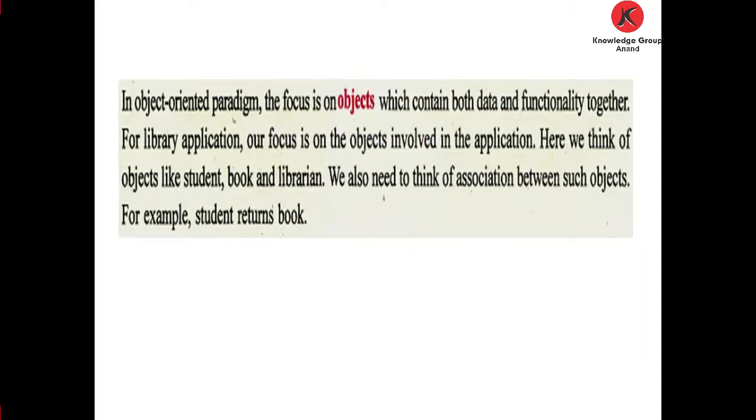In the object-oriented paradigm, the focus is on objects which contain both data and functionality together. For a library application, our focus is on the objects involved in the application. Here we think of objects like student, book and librarian. We also need to think of associations between such objects. For example, student borrows book.